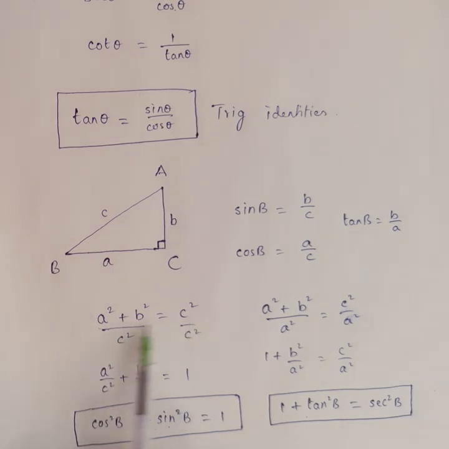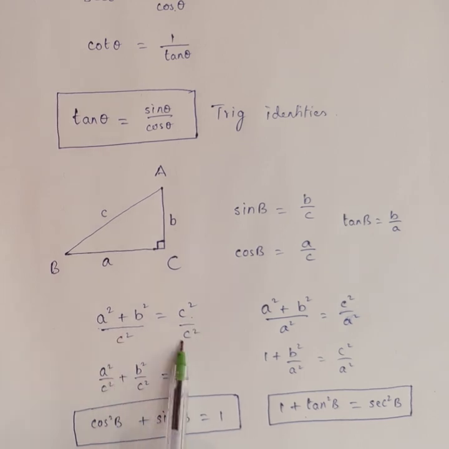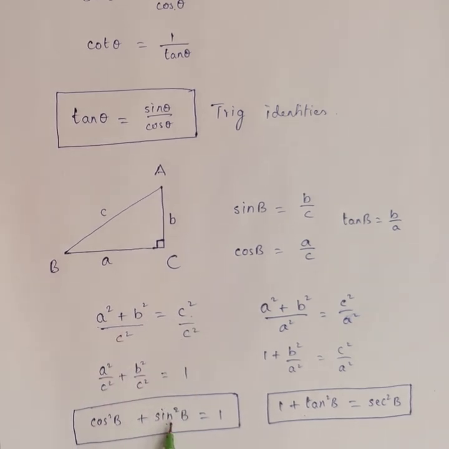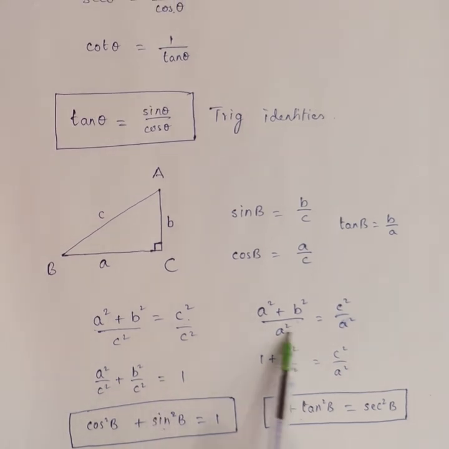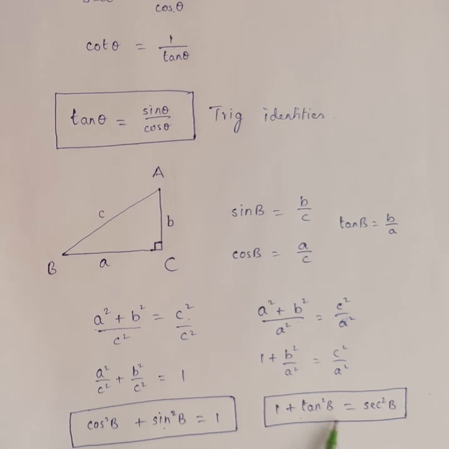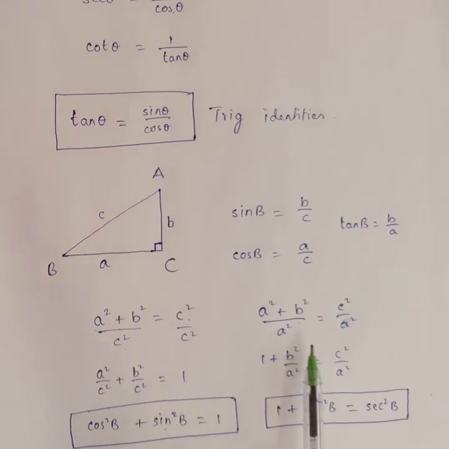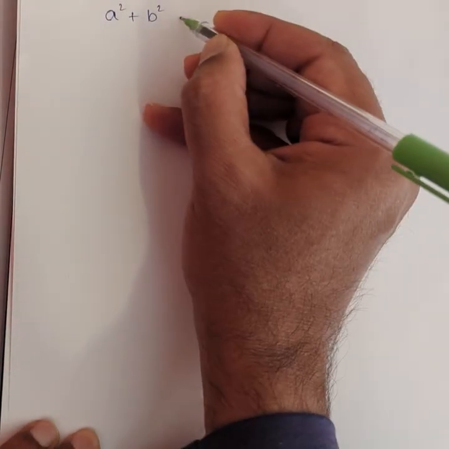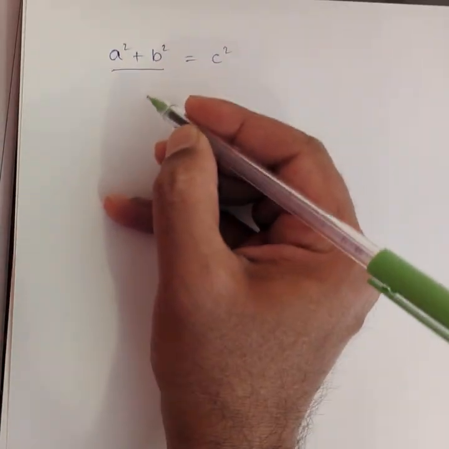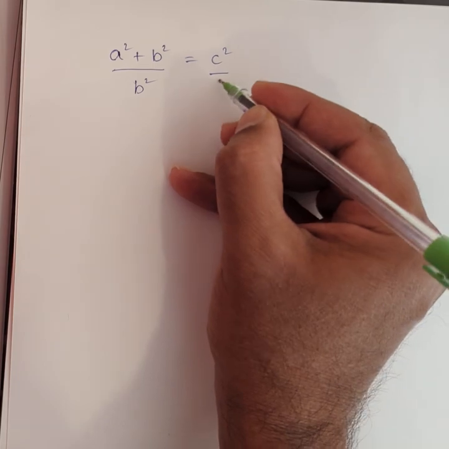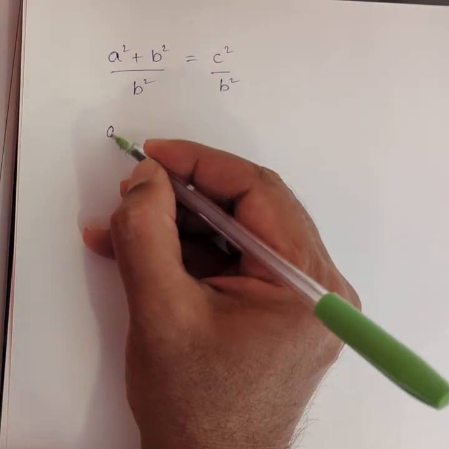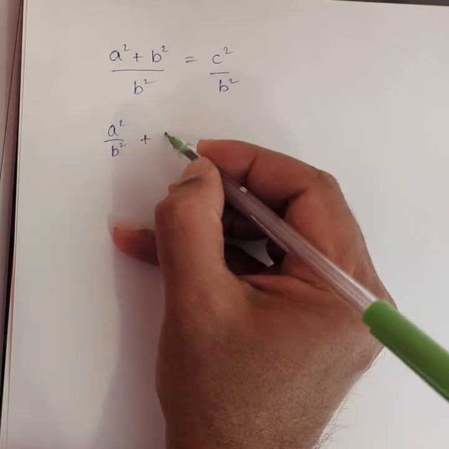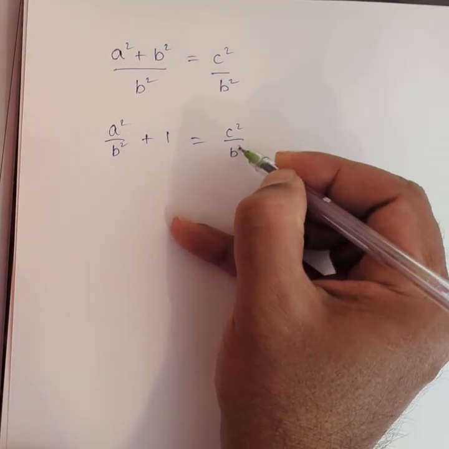We looked at the Pythagorean theorem and we divided both sides by c square and obtained this identity. Now we divided both sides by a square and obtained this identity. Now we'll divide both sides by b square this time. We already divided by c square and a square, and now let's go ahead and divide by b square and see what we obtain. a square plus b square equals c square. Divide both sides by b square. You get a square over b square plus 1 equals c square over b square.